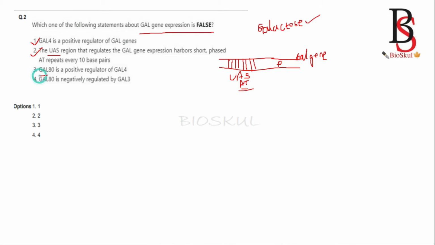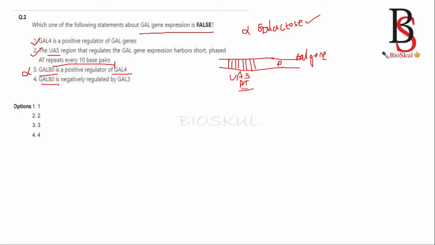Option 3, GAL80 is a positive regulator of GAL4. No, GAL80 suppresses the activity of GAL4. So if in the medium there is no galactose, if the galactose is absent, then GAL80 will suppress the activity of GAL4. If there is no galactose, then GAL4 cannot convert the galactose to glucose, and GAL80 inhibits the activity of GAL4. Let's see.